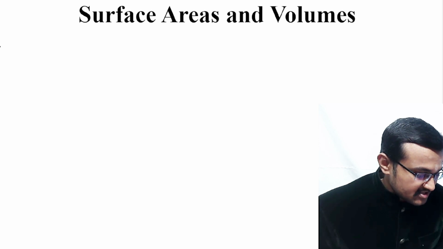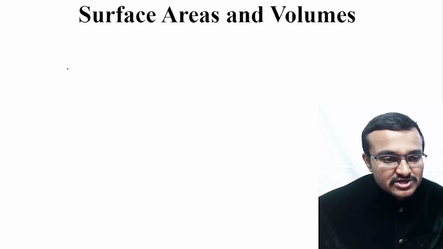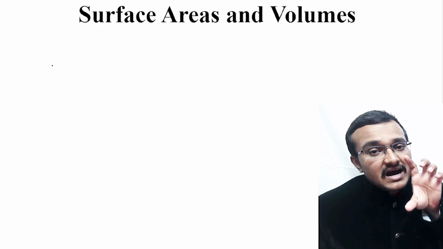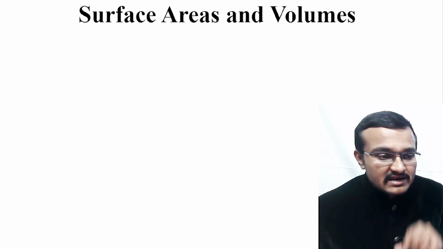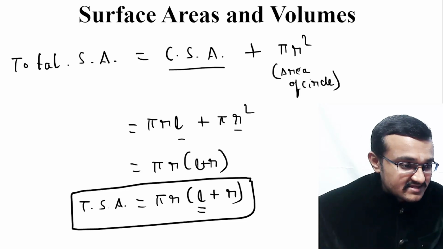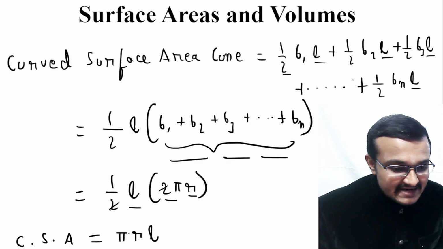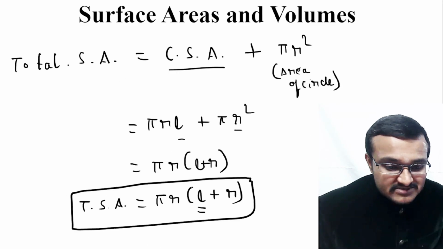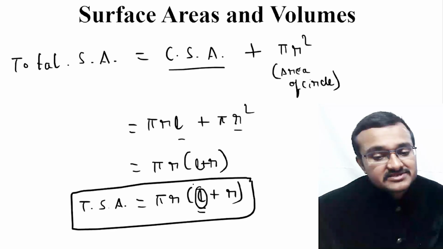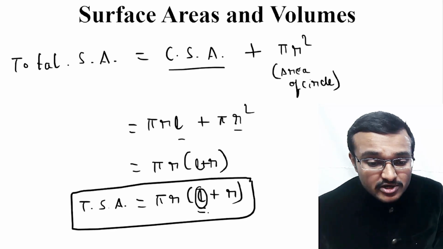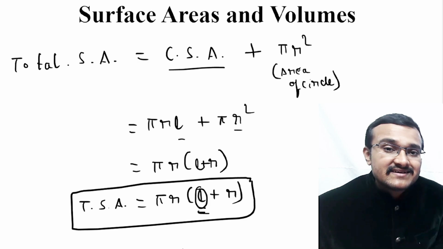Now we will look into the example. But before going into the example, sometimes they might just give the height of the cone. They'll not give l, because in these formulas we have l, in both curved surface area and total surface area. Sometimes they won't give you l, they'll just give the radius and height of the cone. So if they give the height of the cone, how to find out the slant height l?